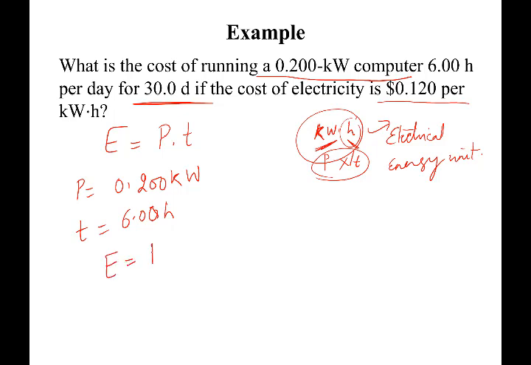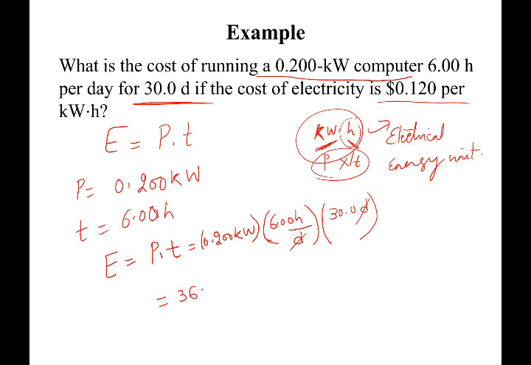So electrical energy used is power multiplied by time. And that is 0.200 kilowatts multiplied by 6 hours. I don't want to keep it as just 6 hours. It's not only 6 hours for one day, it's per day. And that too, this is for 30 days. So multiply it by 30 days. Okay, so for 30 days, how much energy is consumed by your computer? If you solve this, you're using 36.0 kilowatt hours of energy in a month.